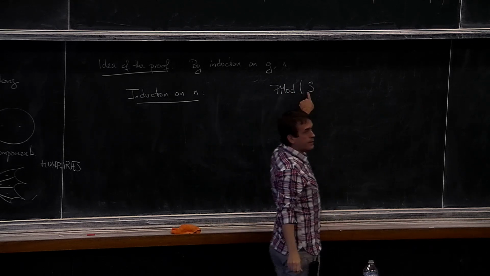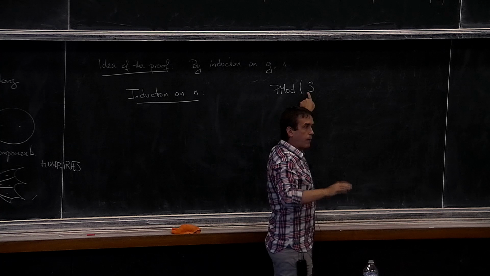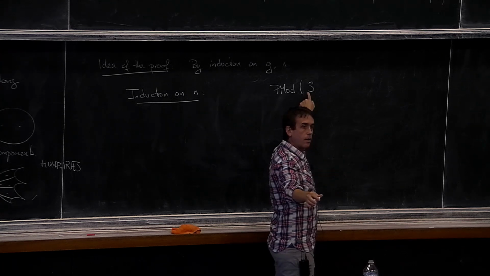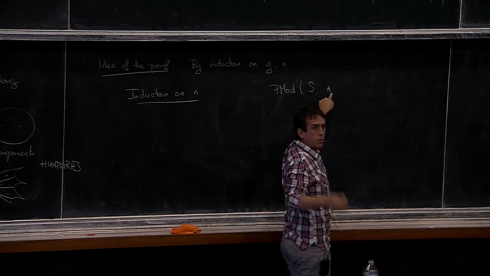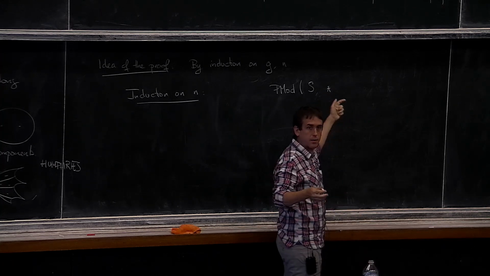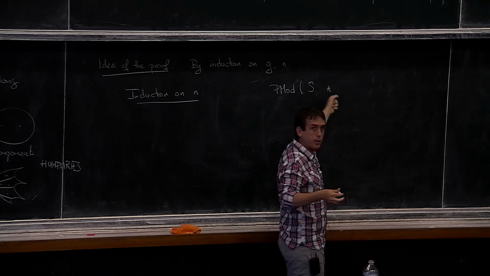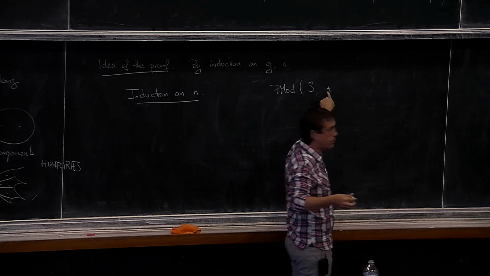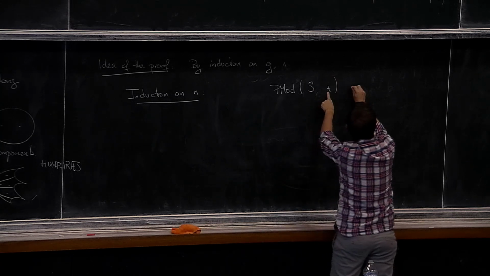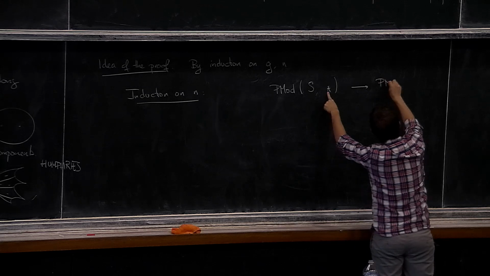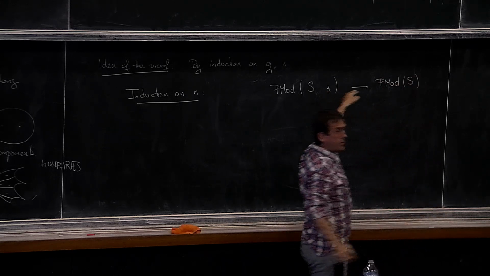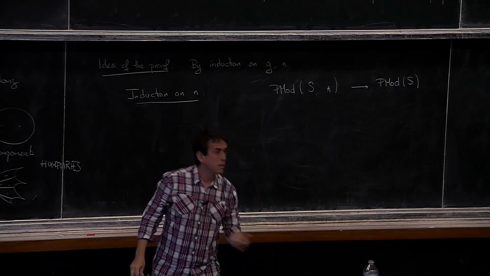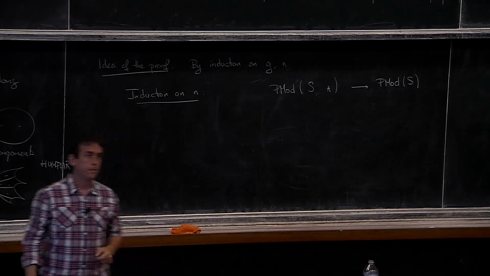So this is a surface. Maybe it has many marked points, but I single out one of them, which I call star. There may be more marked points, but I single out this one. And then there's a homomorphism to the surface where I forget that that point is marked. Okay?